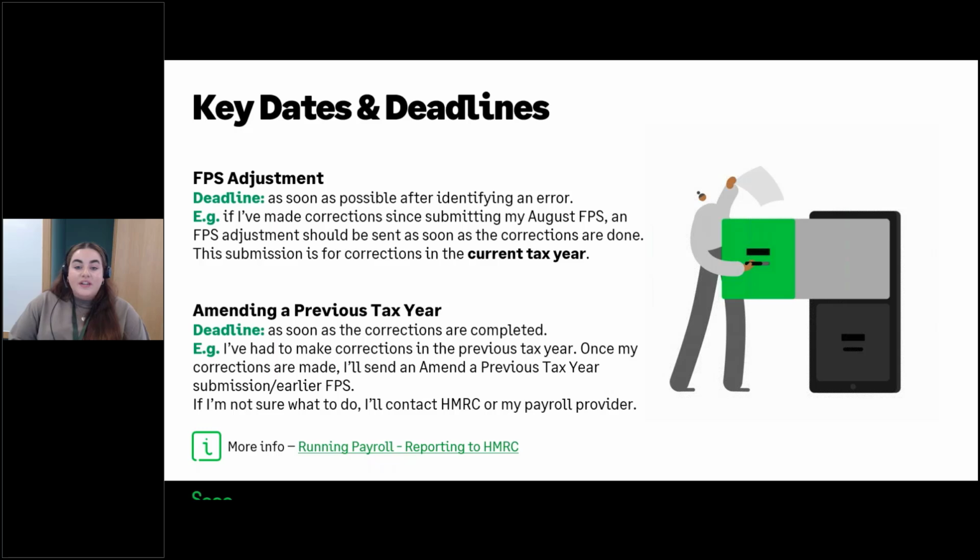We've then got amending a previous tax year. It's a similar thing to the FPS adjustment, but again for a previous tax year. And same again with the FPS adjustment, no hard deadline other than as soon as you've corrected the mistakes and changed anything that needs changing. For example, I had to go back to last tax year and fix a couple of employees' pay. Once I've made those changes and re-updated that last tax year, I would need to let HMRC know. But with all of these submissions, if you are unsure, speak to your payroll provider or speak with HMRC just to check whether you do need to send an amendment and how you would go about doing so.